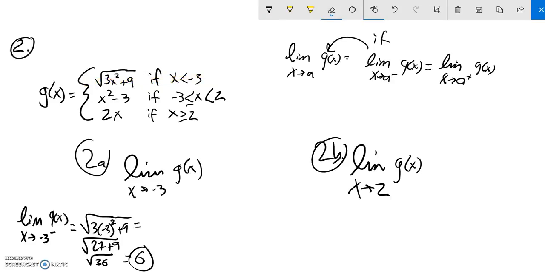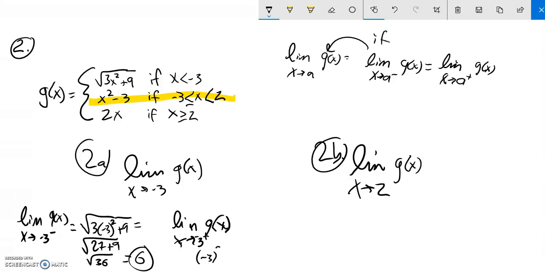So now I'm going to check it from the right-hand side. As negative 3 gets approached from the right, that is going to be this part right here, because x is greater than negative 3, so I'm headed towards this part. Sorry, my pen's freaking out. So I'm just going to do some direct substitution, and plug in negative 3.